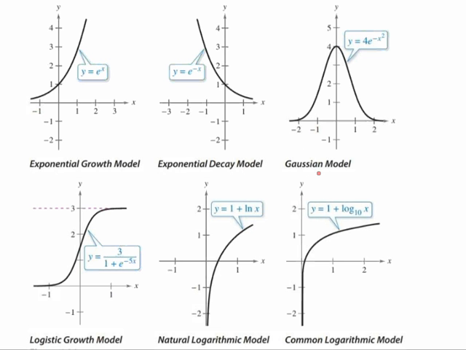Our third graph is the Gaussian model. Our first graph on the bottom is the logistic growth model. Our second graph on the bottom is the natural logarithmic model. And the last graph on the bottom is the common logarithmic model.